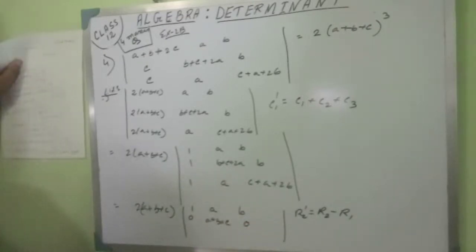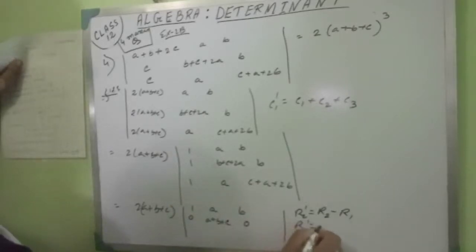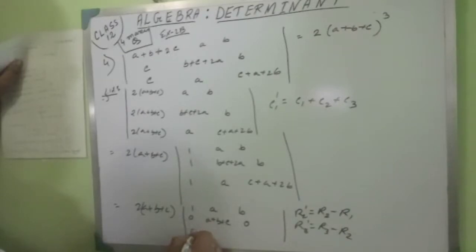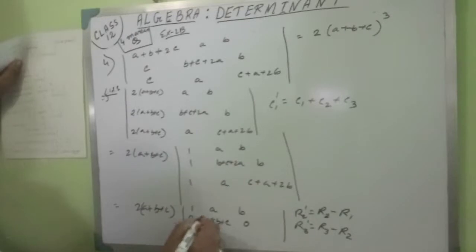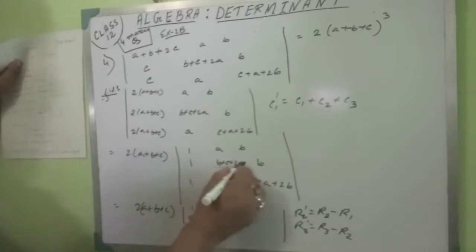Similarly, the third row: 1, A, and R3 dash will be R3 minus R2. So it will be 1 minus 1 is 0, and A minus of this. So it is A minus A, B plus C minus A. A minus of all these things. So it will be minus A minus B minus C.